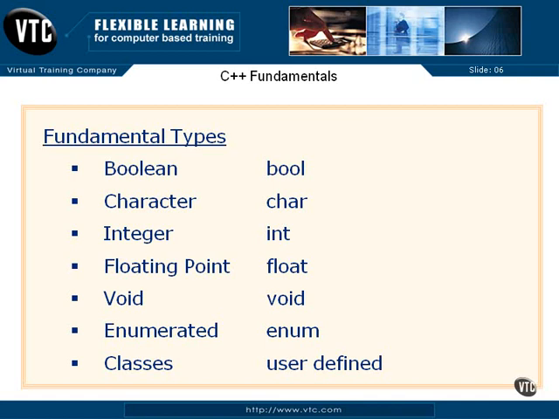We have booleans, characters, integers, floating point variables, voids, enums or enumerated variables, and then classes which create new types that we define on our own. We list those at the end because it's not really a fundamental type, but with enum and your own classes, you will be creating new types which will behave exactly the same as the bools, chars, ints, and all of the other fundamental types. So we at least want to mention that here.